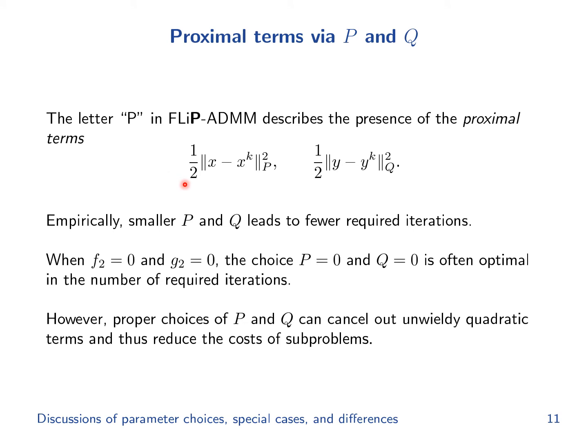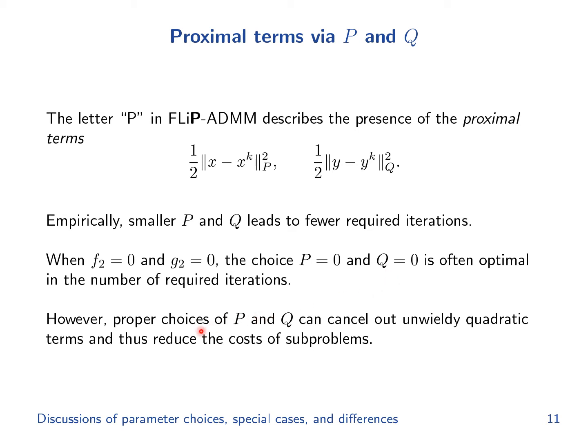Next, let's look at the proximity terms induced by P and Q, which appear in the X subproblem and Y subproblem. The letter P in FLiP-ADMM describes their presence. Empirically, smaller P and Q lead to fewer required iterations. When f2 equals 0 and g2 equals 0, we are allowed to choose P equal to 0 and Q equal to 0 to satisfy the conditions of the theorem. These are the smallest possible choices of P and Q, therefore they're optimal in the number of required iterations compared to setting a positive definite P and positive definite Q.